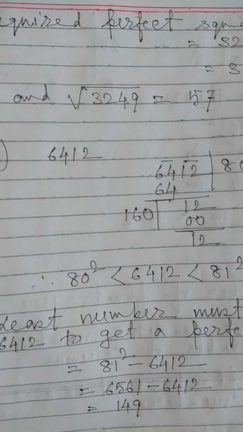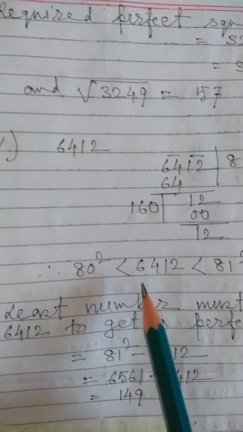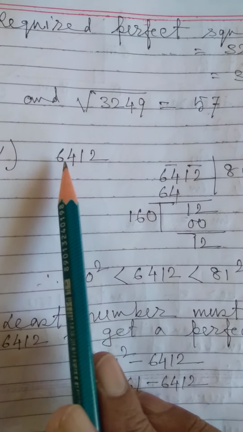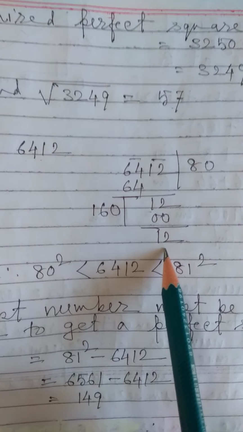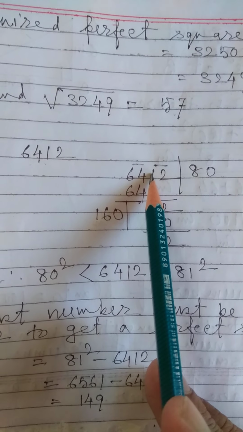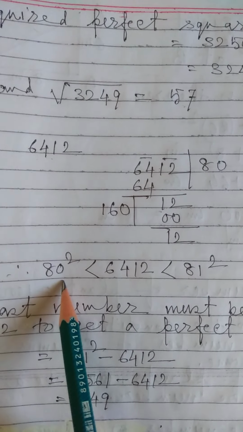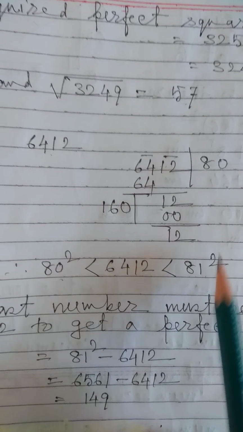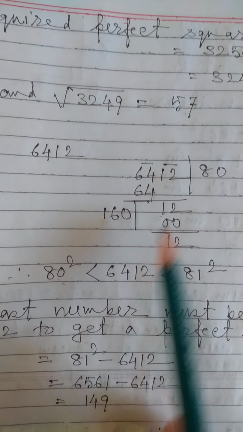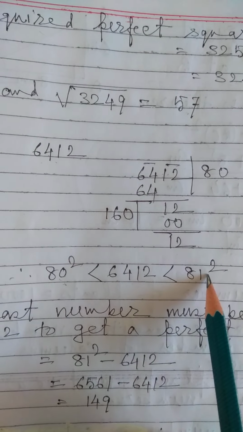Here, what least number must be added? In the same process, the given number is 6412. First find the square root of this number, but it is not a perfect square number, remainder is 12. That means this number lies in between 80 square and 81 square. So 80 square is less than the given number, which is less than 81 square. After 80 it is 81.